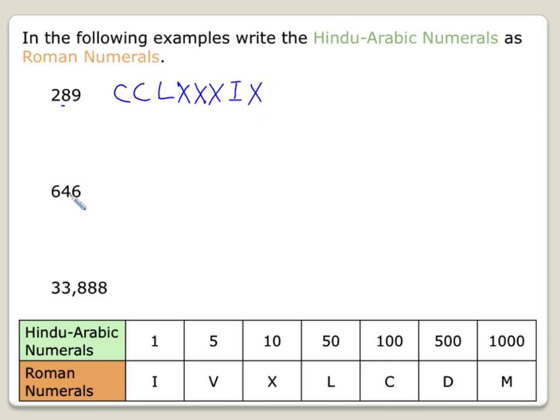For our next one, 646. So let's think. For 600, well, we can do a combination of 500 and 100. So there's 600. For 40, again, I can't put 4 10s in a row. So I want to think what's 10 less than 50 is 40. So I'm going to write XL. So that's 10 less than 50. And then for 6, I can write a 5 and a 1.